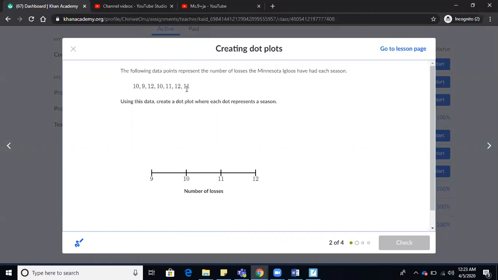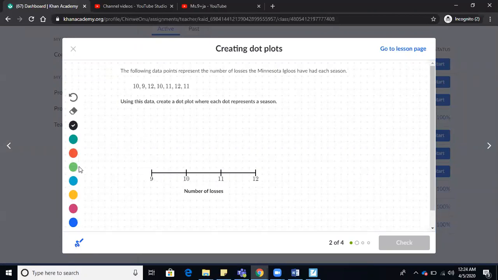So here we have the number of losses that the Minnesota Eagles have had each season. I'm going to start with the lowest number, which is 9 right here. And 9 only occurs 1 time, as you see. So I'm going to just have 1 dot for 9. Next, I'm going to go to 10. So they have 2 seasons when they've had 10 losses. So that's the 1, 2 right there.